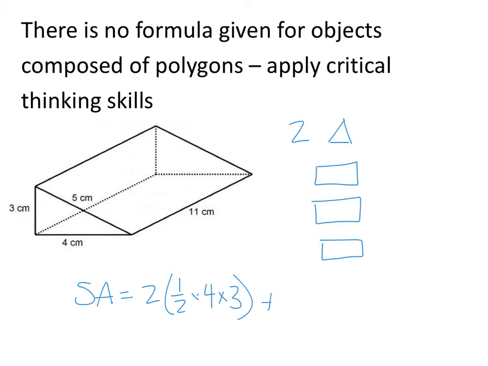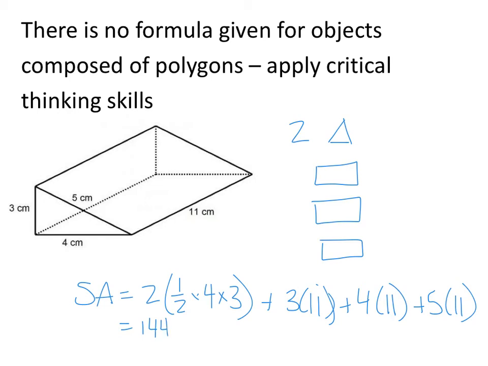And then we're going to add a rectangle which is measuring 3 centimeters by, not 10, but for this question, 11 centimeters, and a rectangle that measures 4 by 11, and a rectangle that measures 5 by 11. When we perform all of this multiplication and addition, ultimately we find out that this triangular prism has a surface area of 144 centimeters squared. And remember, since this is an area, our centimeters are squared and not cubed.